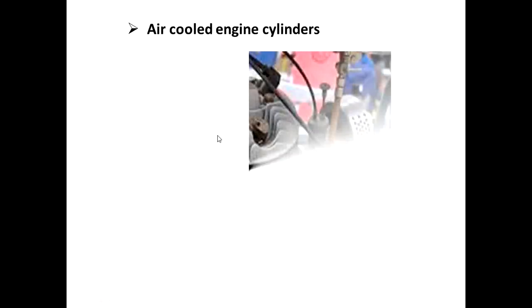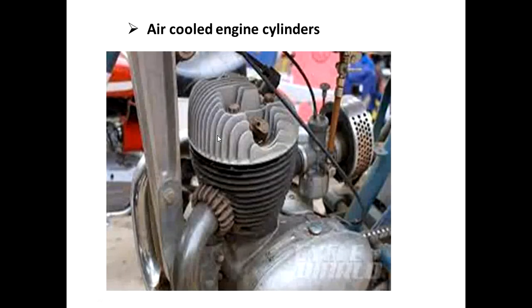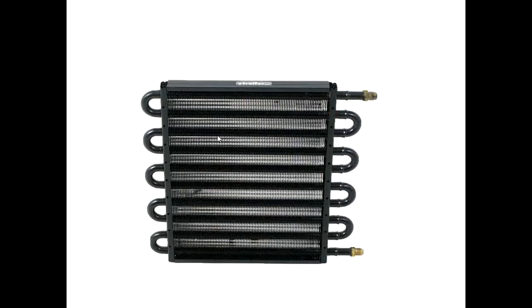Air-cooled engine cylinder. This is the engine cylinder. Already I have told you. These are the fins used in the condenser coil and evaporator coil of a refrigerator. The refrigerant which comes inside the system will absorb heat energy or give heat energy. If the refrigerant absorbs the heat energy, then it will be an evaporator. If it gives the heat energy to the ambient fluid, then it will be a condenser.